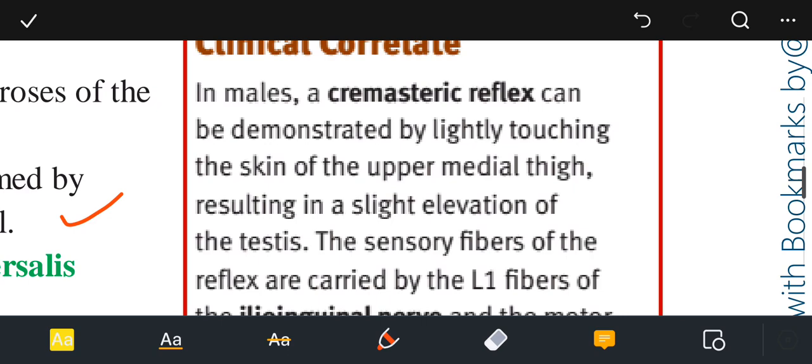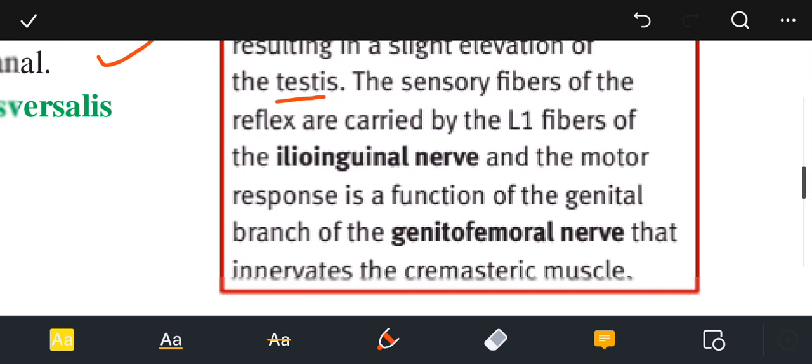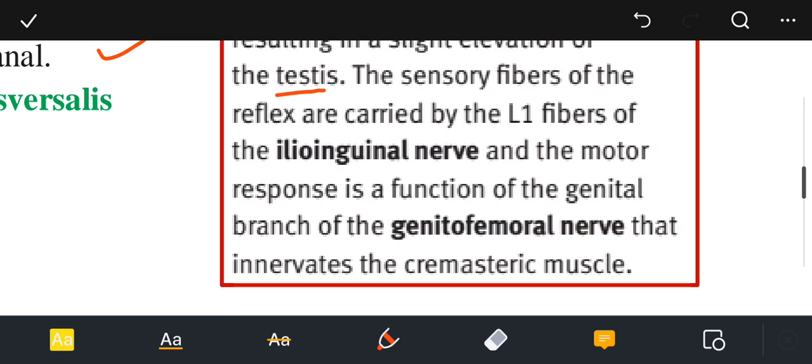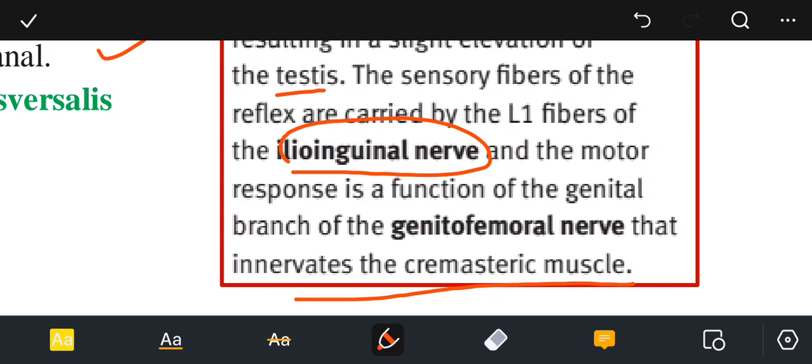The cremasteric reflex can be demonstrated by lightly touching the skin of the upper thigh, resulting in a slight elevation of the testes. The sensory fibers of the reflex are carried by the L1 fibers of the ilioinguinal nerve, and the motor response is a function of the genital branch of the genitofemoral nerve that innervates the cremasteric muscle. So you must remember the names of these nerves. The sensory fibers are carried by the ilioinguinal nerve, and the motor component comes via the genitofemoral nerve.